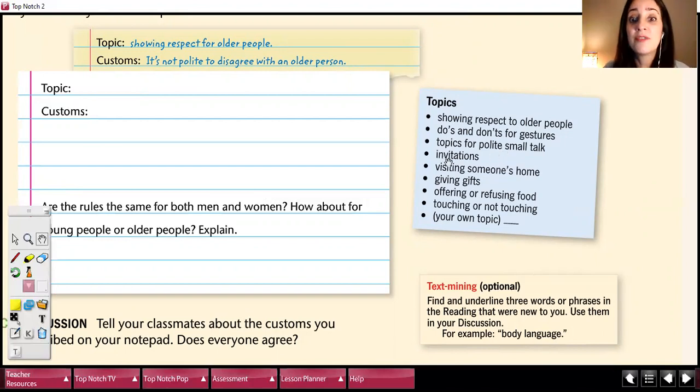What are the customs for invitations? Visiting someone's home, giving gifts, offering or refusing food, touching or not touching. So one good topic right now would be touching or not touching, or how would it be after this pandemic goes away? So how will be the new customs of greetings? So not touching, touching. People won't touch. How is it gonna be? Who knows? Only God knows. Okay. All right.